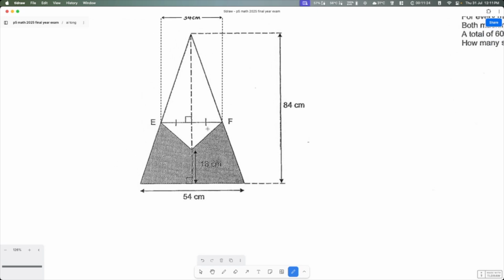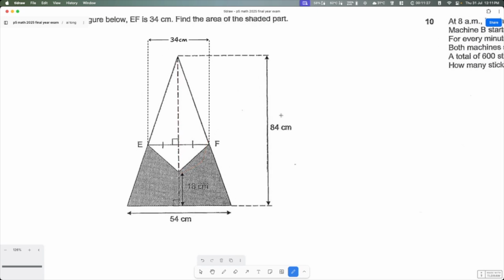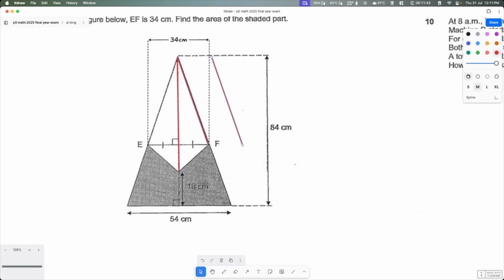Actually, we can get this triangle. So I'm going to draw it out using the line again, a solid line. Basically this whole triangle, I'm going to draw over here. We actually can get this triangle. This is 18 centimeters, so we just need to get this length over here. This is not 34 centimeters. We need to get this length for this line.